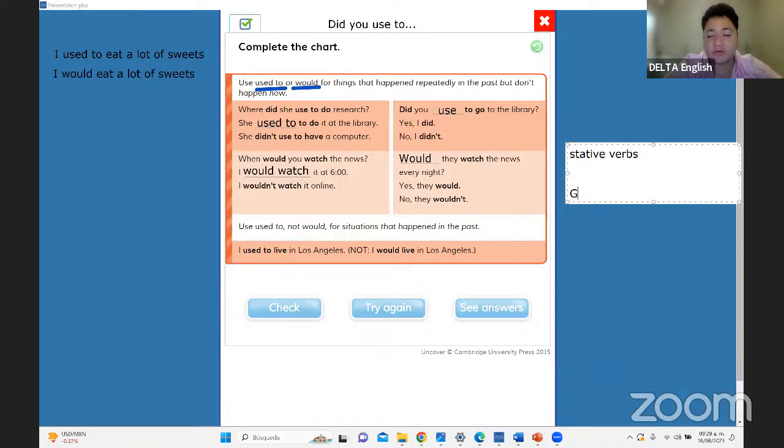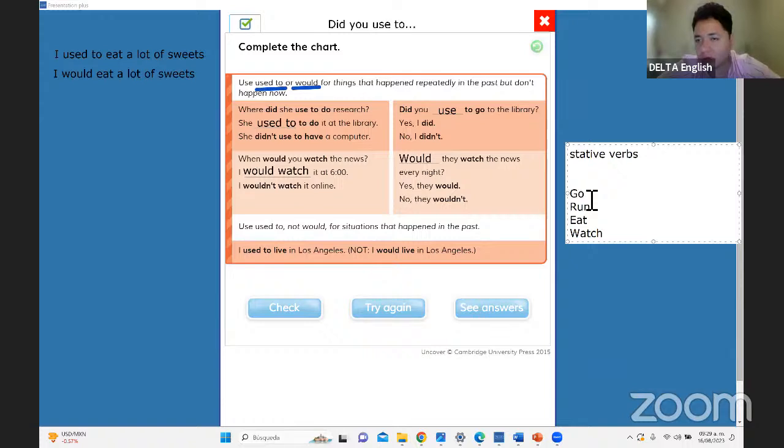If I tell you, for example, go, run, eat, watch, okay, all these verbs are active. Esos verbos se les llama activos, right? Because when you give the order, fíjense que es mandar a alguien que haga esto, go, run, eat, watch. So you can see the person performing the action. You tell them go, so you see the person going. You tell them eat, and you see the person eating.